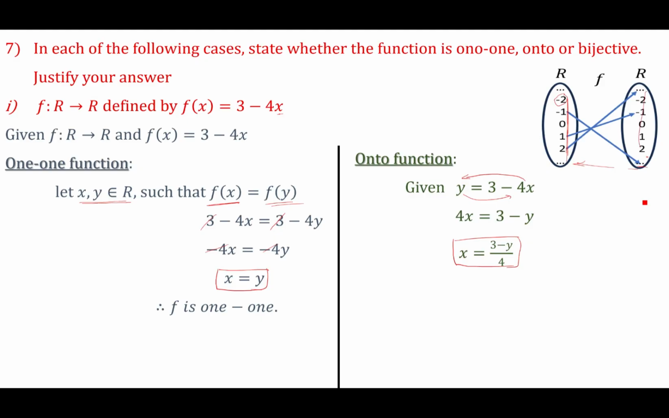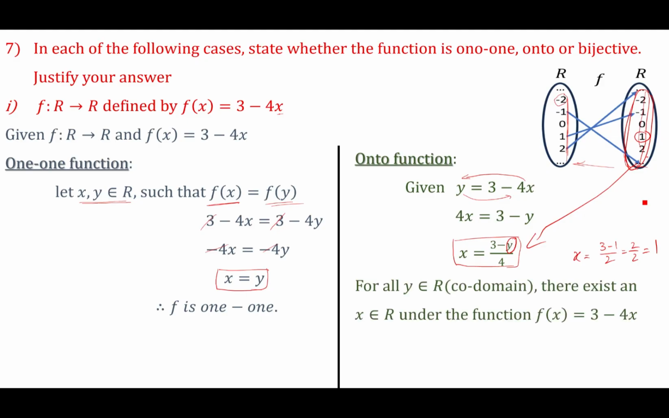This is solved for x in terms of y. Now plug in any values from codomain in place of y, and I will get an x value. For example, if I plug in 1, so 3 minus 1 over 4, which is 2 over 2, 1. I got a pre-image. Like this, if I plug in any positive, negative, decimal, fraction, any values in y, I'm getting a pre-image. That means the given function is onto.